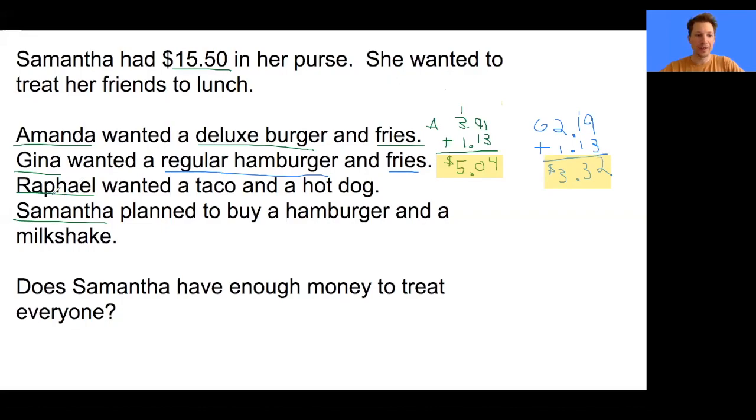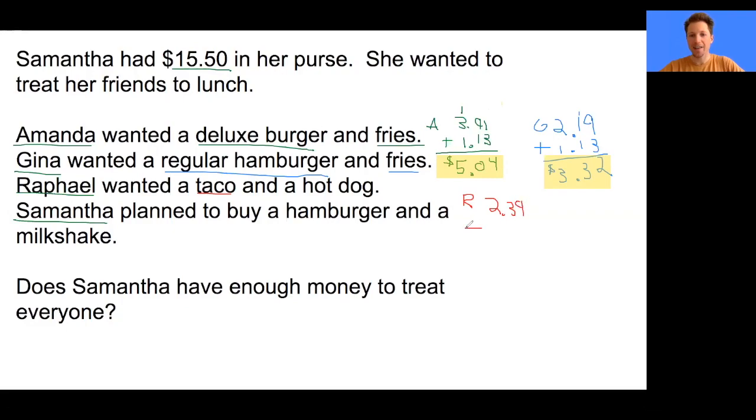Now, what we're going to do here is add up Raphael's total. Raphael wanted a taco and a hot dog. All right, so we know that a taco costs $2.39, so I'm going to start here. I'm going to grab another new color. Let's do red for Raphael, and we've got an R for Raphael, all right? And a taco costs $2.39.